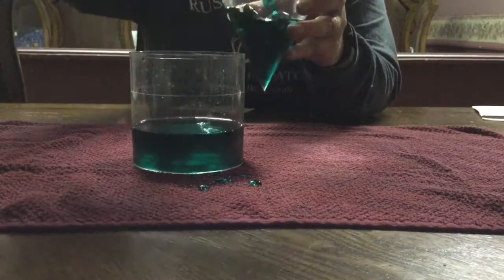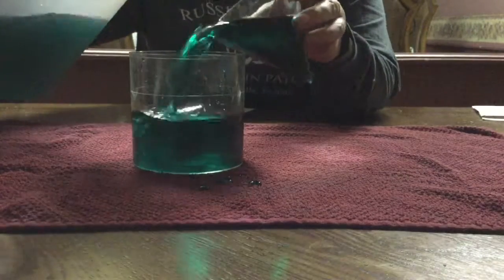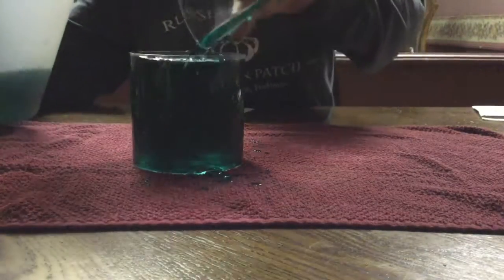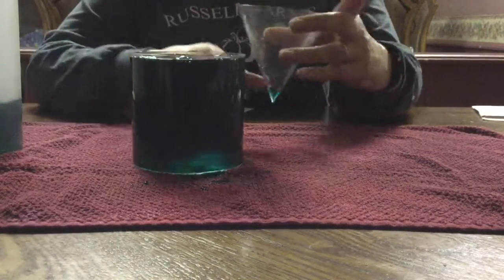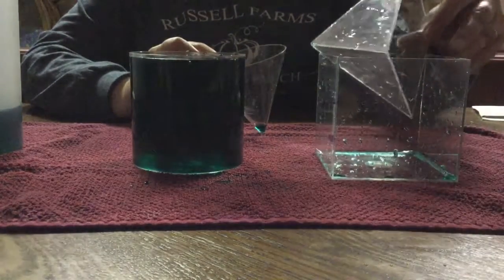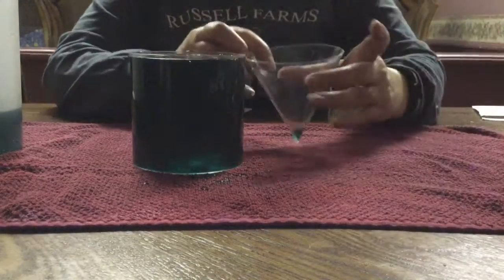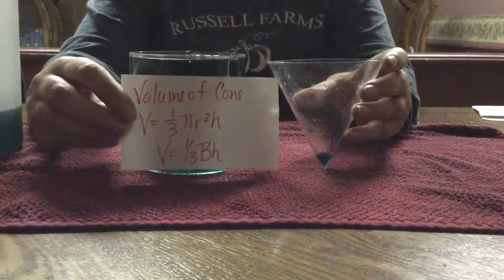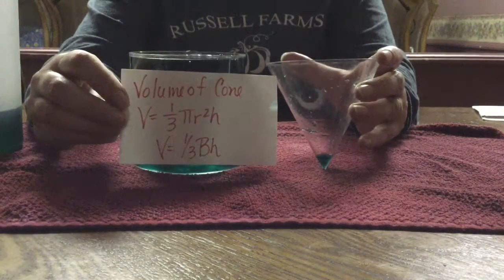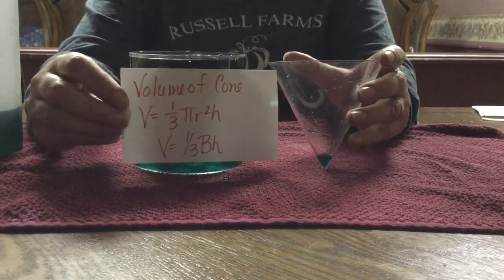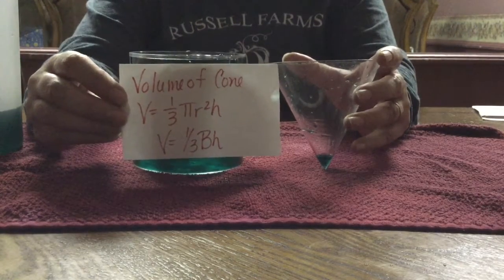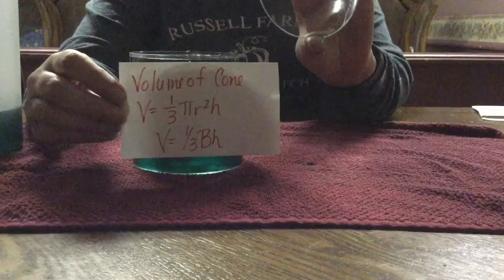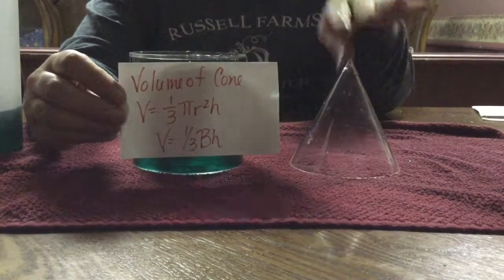One, two, three. So just like the pyramid and the rectangular prism, the volume of a cone is 1/3 times pi r squared times h, or using that general formula that works for all prisms, the volume of a cone is 1/3 times the area of the base, that's a circle, times the height. All right?